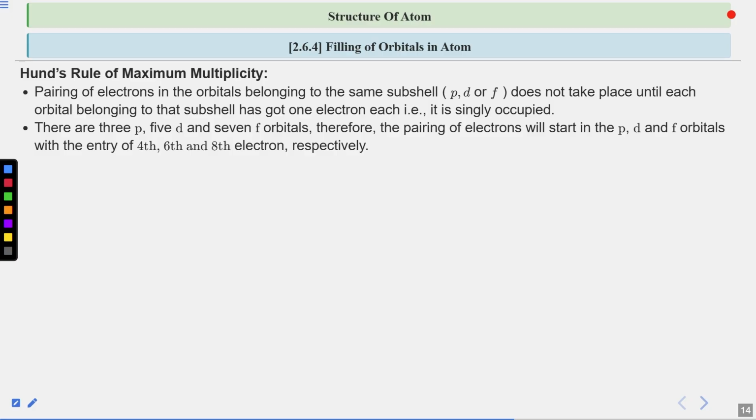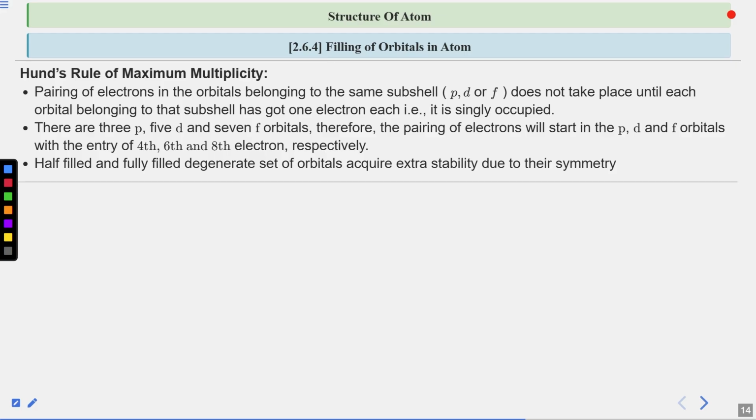So suppose you take the case of p, d and f, you will only start the pairing when each orbital is filled with 1 electron, that means 3 for p. Similarly for d, each orbital is filled with 1 electron, which is 5, and for f it is 7. So pairing of electrons will take place when we are putting the 4th electron in the case of p, the 6th electron in the case of d, and the 8th electron in the case of f.